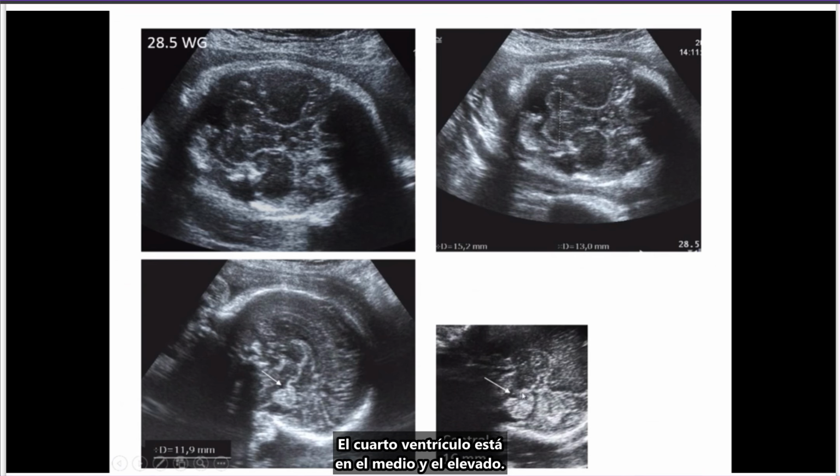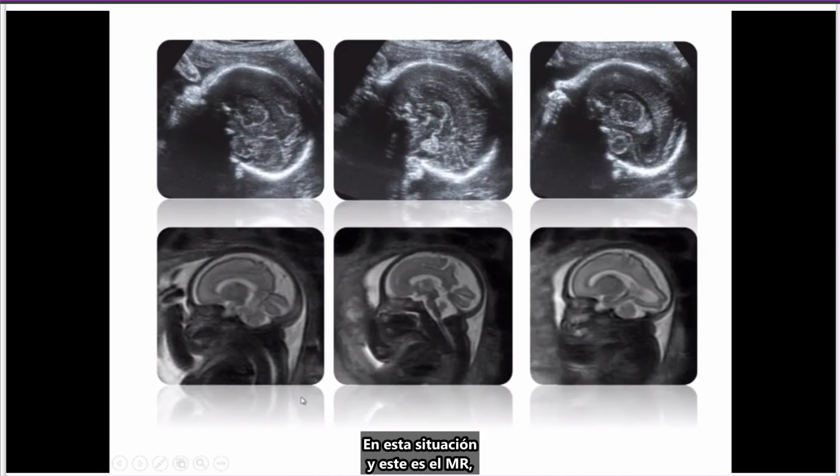The fourth ventricle is in the middle, and here it's displaced upward. It's not displaced. The upper part of the vermis is missing. You are in this situation, and this is MR. I prefer the ultrasound compared to the MR.